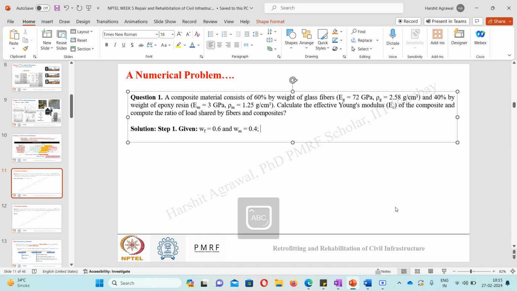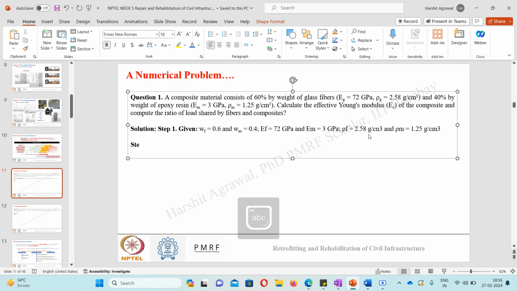Then we know the Young's modulus of fiber is 72 GPa, and the Young's modulus of matrix, epoxy resin, is 3 GPa. Apart from this, we know the density of fiber, rho f, is 2.58 gram per centimeter cube, and rho m is 1.25 gram per centimeter cube. So all these things are given to us. Now my step 2 will be to calculate the Young's modulus of the composite.